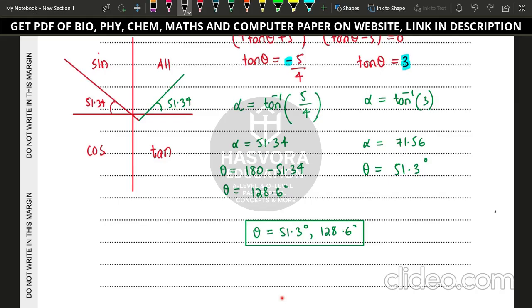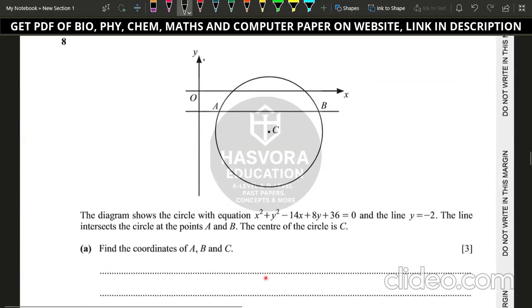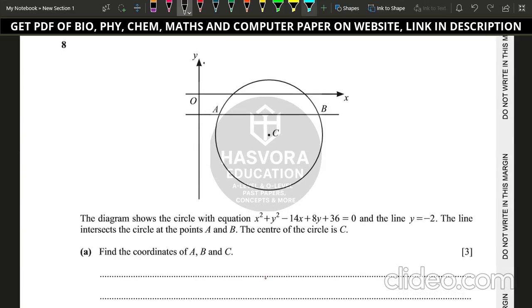Now let's move on to question number 8. Question number 8 says that the diagram shows a circle with the equation x squared plus y squared minus 14x plus 8y plus 36 is equal to 0, and the line y is equal to minus 2. The line intersects the circle at the points A and B. The center of the circle is given as C. So we have to find the coordinates of A, B and C.